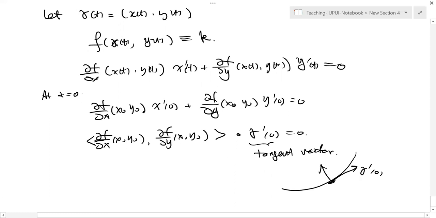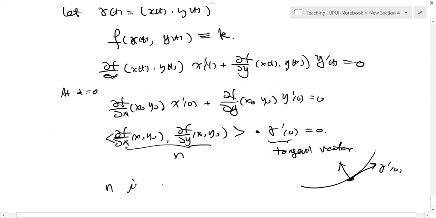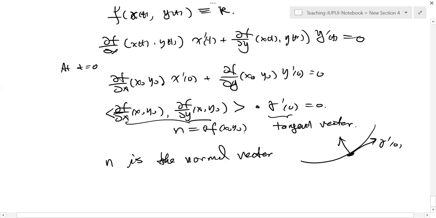And I have another vector perpendicular to that. So this is n, right? This is n. So that's why n should be the normal vector, right? Normal vector means it's perpendicular to the tangent vector. So this actually, for a level curve, is called the gradient. We call it the gradient. The gradient of the function is a normal vector, perpendicular to the tangent vector of the level curve.